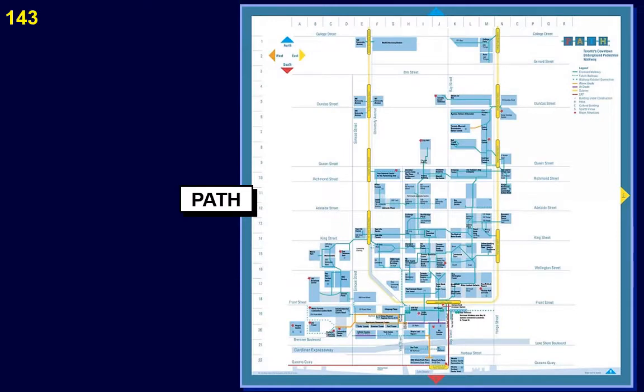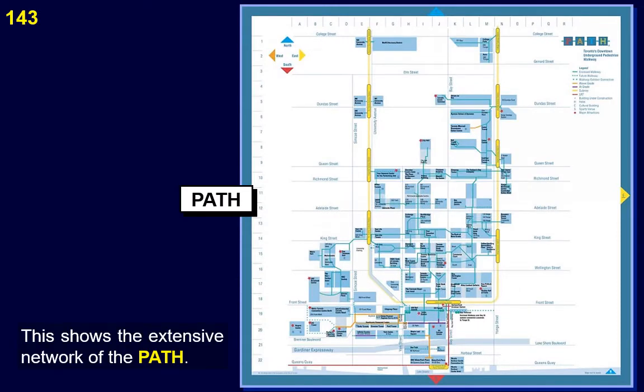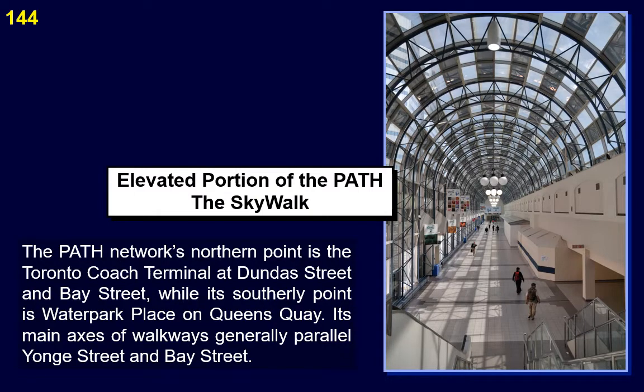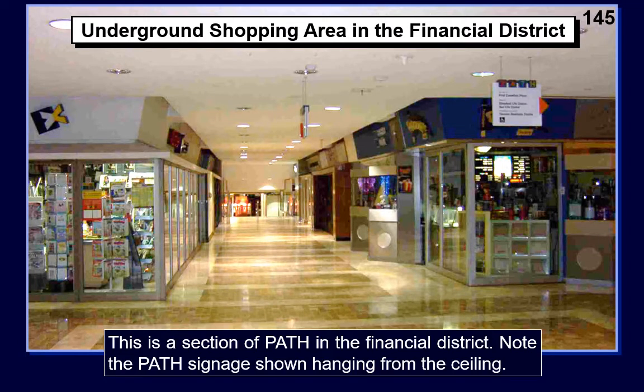This shows the extensive network of the PATH. The PATH network's northern point is the Toronto Coach Terminal at Dundas Street and Bay Street, while its southerly point is Water Park Place on Queens Quay. Its main axes of walkways generally parallel Yonge Street and Bay Street. This is a section of PATH in the financial district. Note the PATH signage shown hanging from the ceiling.